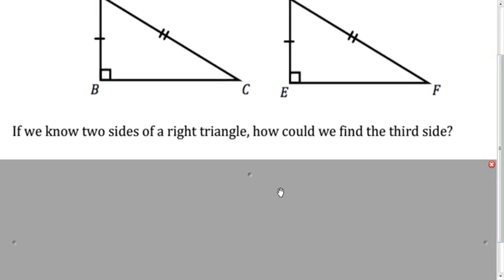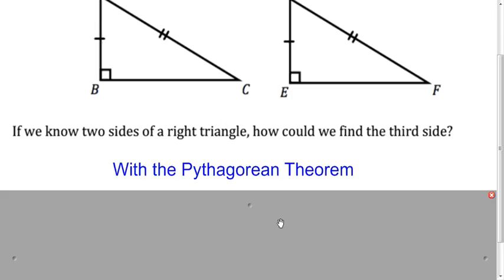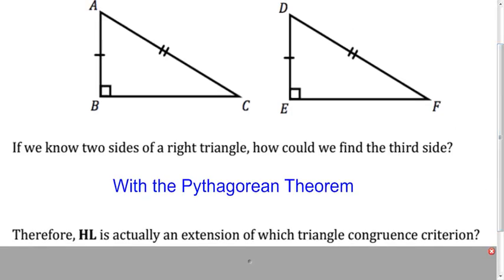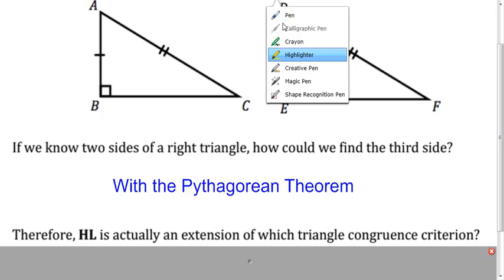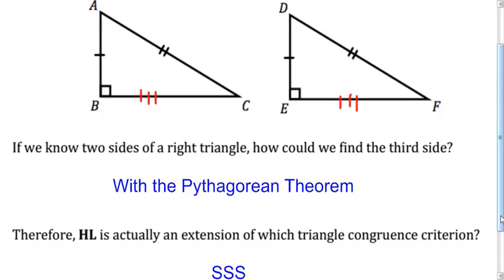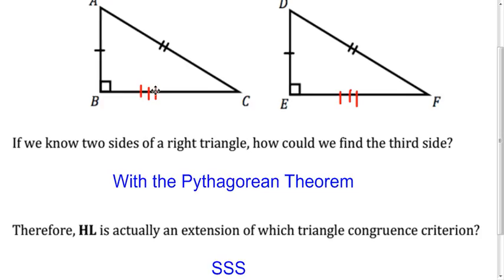So you have a right angle. And when you use the Pythagorean theorem to find that third side, because we have two pairs of congruent sides, these ones are going to also be congruent. And so this is really an extension of side, side, side. You could also say side angle side because you have the right angle in the middle here. So either of those two is fine.